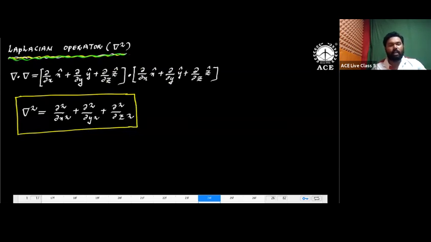Yes, so it is a derived operator. It has got no physical significance. The only thing I can say here is that later in electrostatics, we are going to use this in understanding what is called Poisson's equation. So what we can write here is: useful in Poisson's equation.